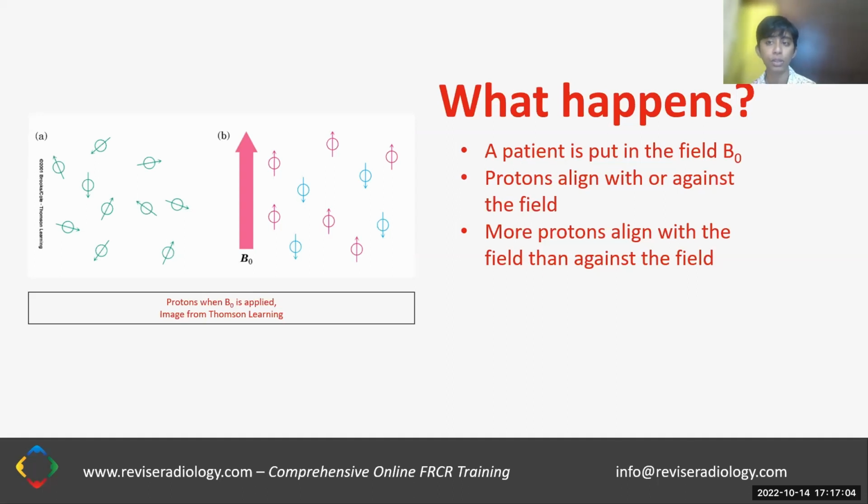And you should know that more protons align with the field than against the field. And we'll discuss why in just a second. So you might be confused at this point because if you've ever played with magnets in your life, you'll know that in the presence of another magnet, they only ever align in the same direction. So why is it that these magnets can either align in one direction or the opposite direction?